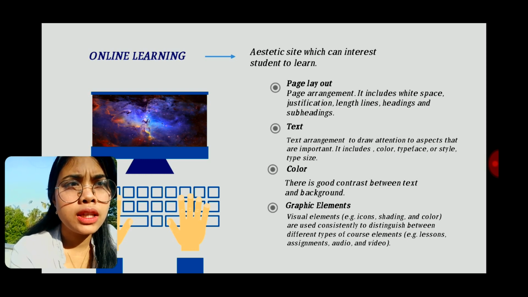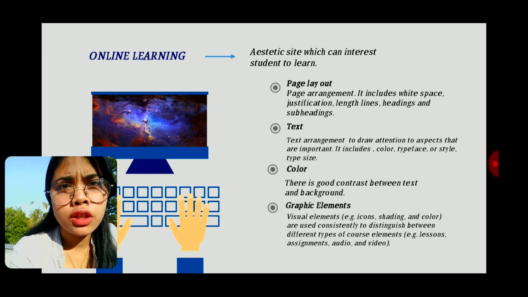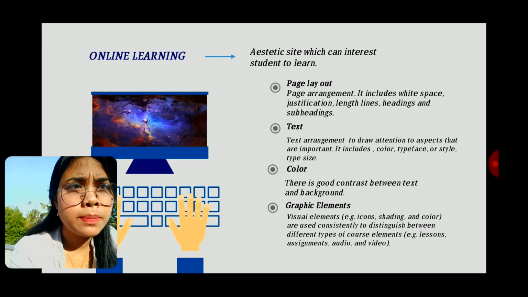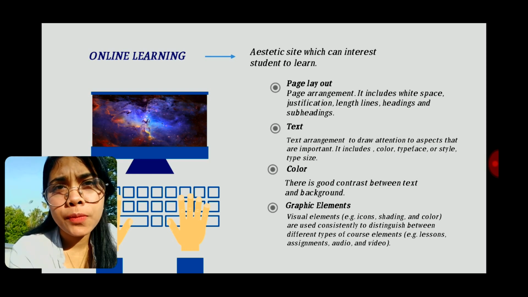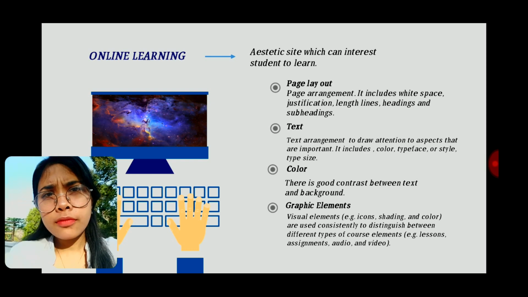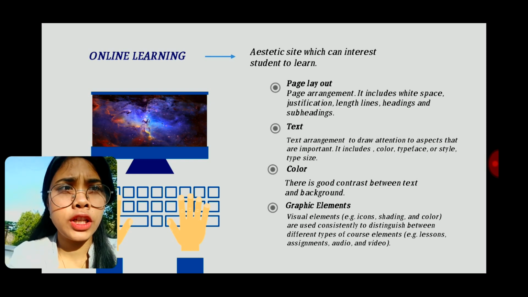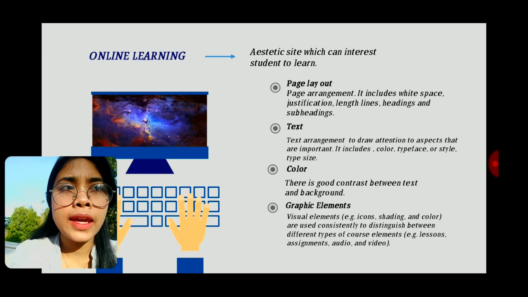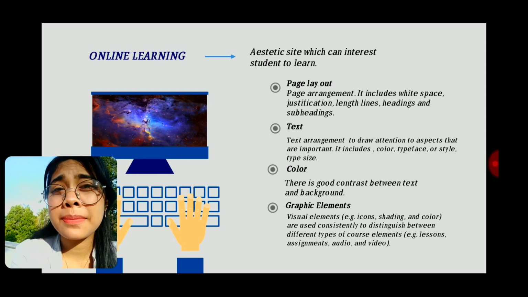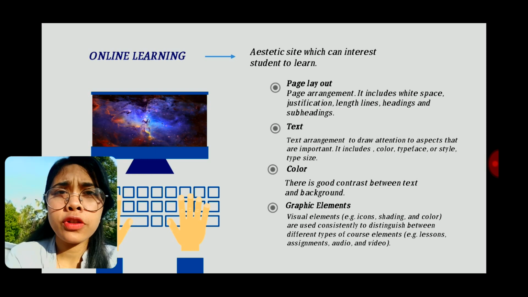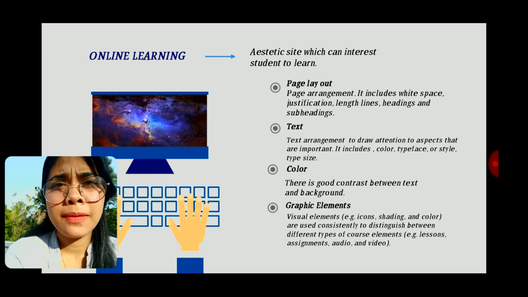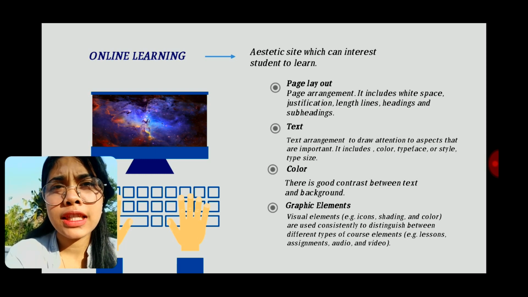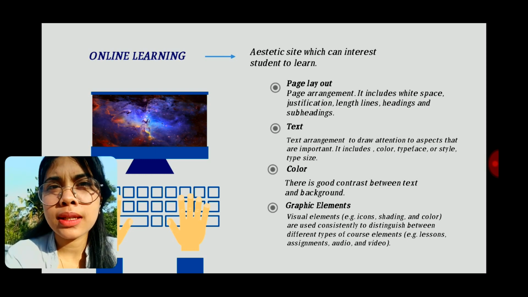Next is text. Text arrangement is important to draw attention to the aspect that is the focus in the material that is delivered. It includes color, typeface, or style of type size. It's important because if the text is too small or the color of the text is not clear to see by the reader, it can distract from the material.